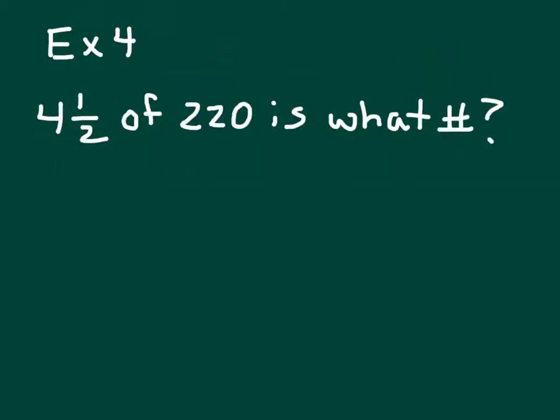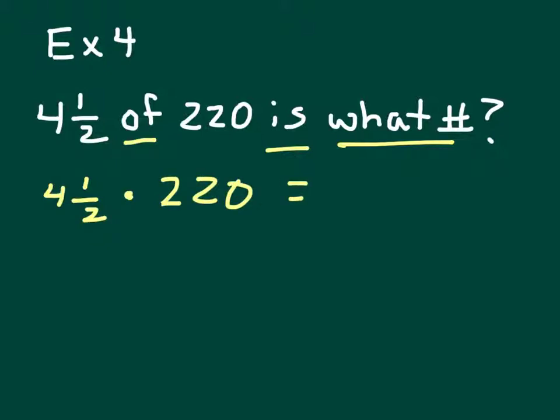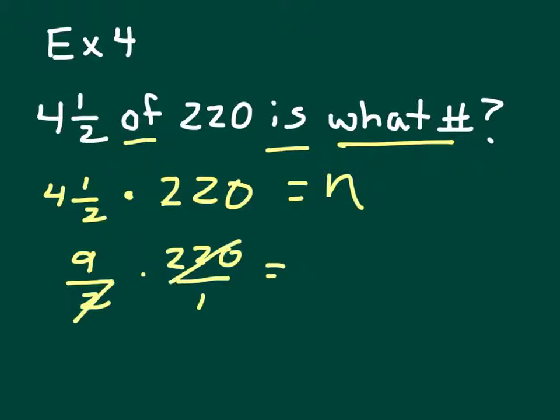All right, last example, example 4, of what is. So 4 1/2 of 220 is what number? N. How am I going to get N? All I've got to do is take 4 1/2 times 220. Here you could take 4.5 times 220 on a calculator. Or, remember, when you multiply mixed numbers, change them to improper fractions. So I have 9 halves times 220, which is going to give me N. I can divide both of these by 2, leaving 110.